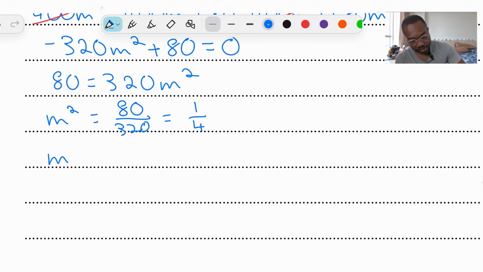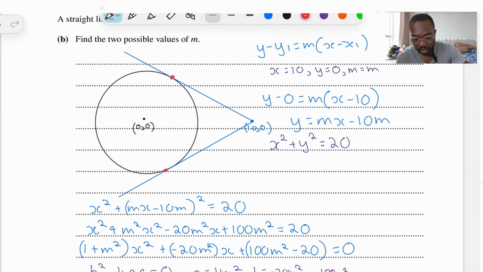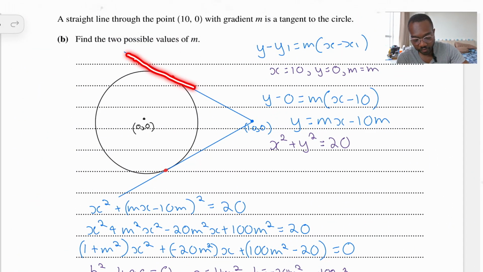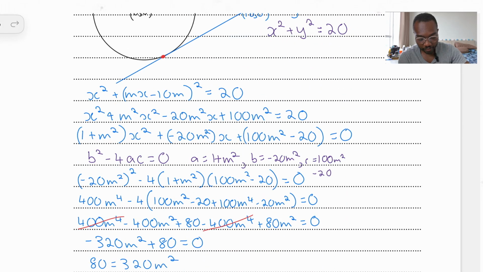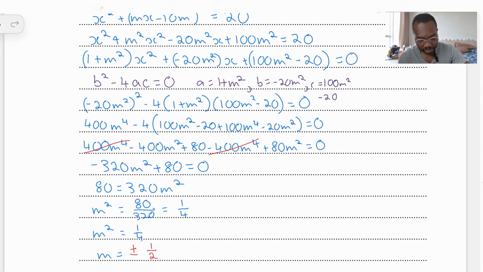Therefore, if we have m squared as 1 over 4, therefore m must be plus or minus the square root of 1 over 4, which is a half. Therefore, we have our two values now. It's plus or minus a half, and that does make sense. That means that the gradient for, let's say, this line here, the gradient for this line would simply be minus a half. The gradient for this line would be a half. And yeah, those would be our two values for m. So our two possible values is plus or minus a half.